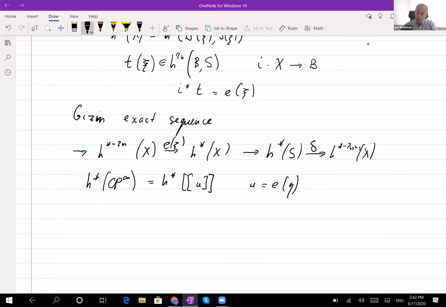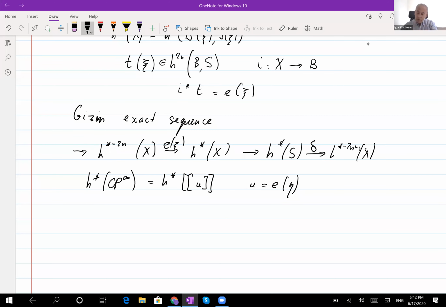There is a Brown representation theorem that actually says that a theory is uniquely defined by a so-called spectrum. A spectrum is a sequence of spaces with maps between them, such that the suspension, the wedge product of S1 with Mn, maps to the next term in the spectrum.